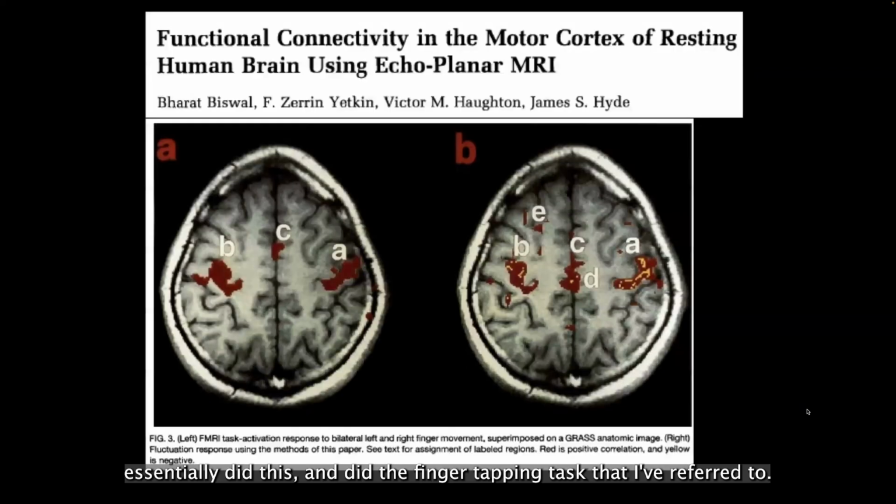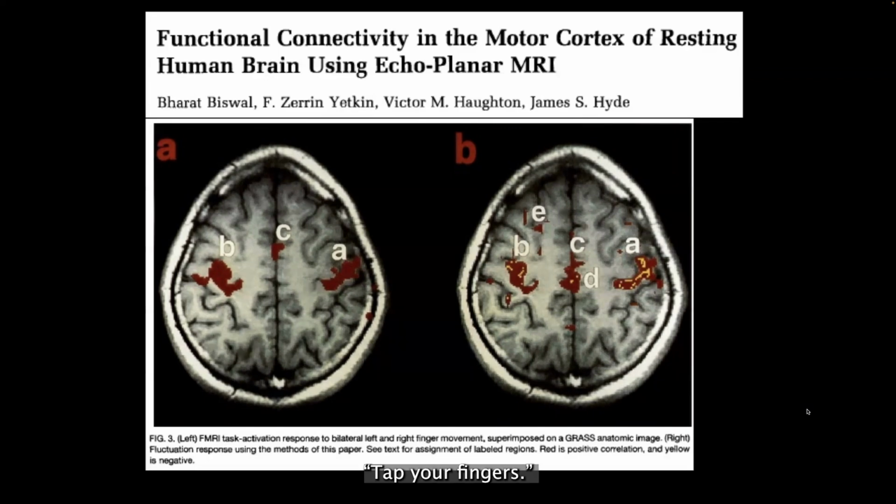The original study by Bharat Biswal essentially did this. It did the finger tapping task that I've referred to. This is over here in A. It said, tap your fingers, stop. Tap your fingers, stop. And this is the motor cortex, largely bilateral, in both hemispheres, from the finger tapping task.